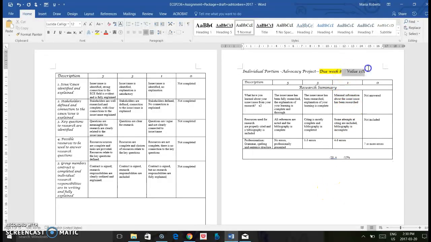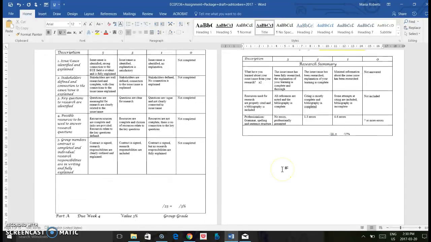It has a value of 15%, and so that's being looked at and graded these 2 weeks while you're out on block placement. I am moving through them as quickly as I can, reading them and making sure that I'm giving you feedback. This helps you to answer your own specific question, and the rubric for that is here.